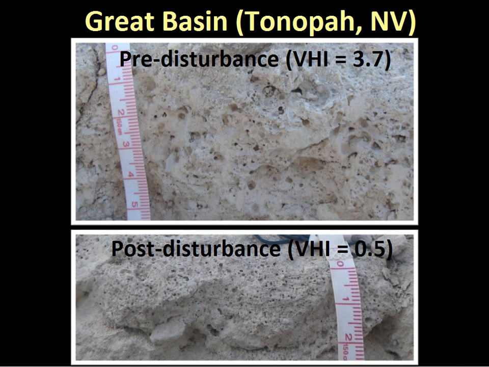These are photographs from one of my field sites in the Great Basin. So here, this is before disturbance, what the vesicular horizon looked like. It was a few centimeters thick, had fairly large vesicles and bugs, and a vesicular horizon index of 3.7.